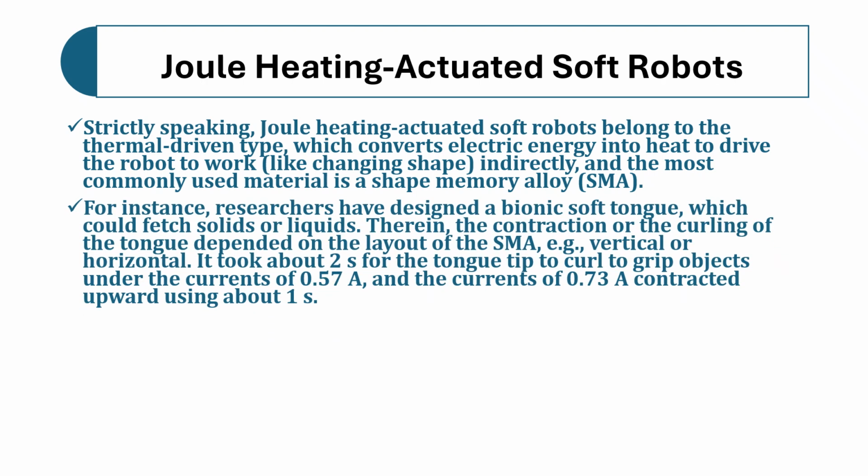On the basis of this principle, the researchers have designed a bionic soft tongue which could fetch solids or liquids. Clear? The contraction or the curling of the tongue depends on SMA material, shape memory alloy material, for example vertical or horizontal. How much time does it take? It took only about 2 seconds for the tongue tip to curl the gripped objects, and the currents were, what is the value of current? 0.57 amperes and 0.73 amperes.